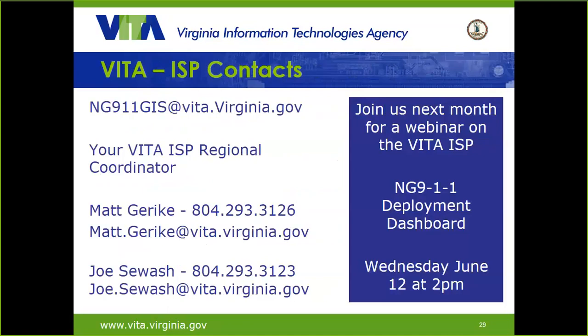So some contacts, if you want to reach out for follow-ups. The ng911gis@vita.virginia.gov email: if you're not sure who to contact or who can answer a question, please send it there, and we'll make sure that someone that can speak to your questions or concerns can follow up with you. Your VITA ISP regional coordinators, myself or Joe, are also available more on the GIS side or the process side. But if you ask us a question and we can't answer it, we'll find the person who can and get you the answer.